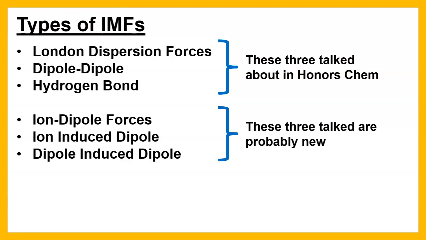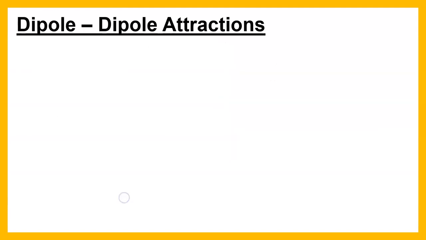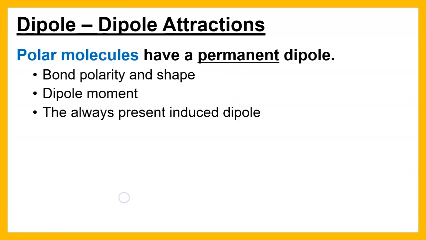Let's start talking about dipole-dipole attractions. When you have a polar molecule, you have what we call a permanent dipole. For something to have a dipole, the sum of all the bond polarities must not cancel out. So you want to make sure that the shape of your molecule doesn't end up canceling out that dipole.